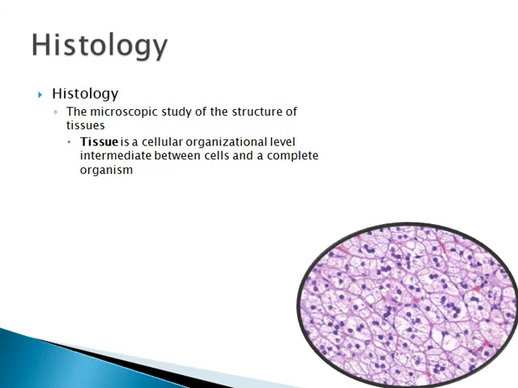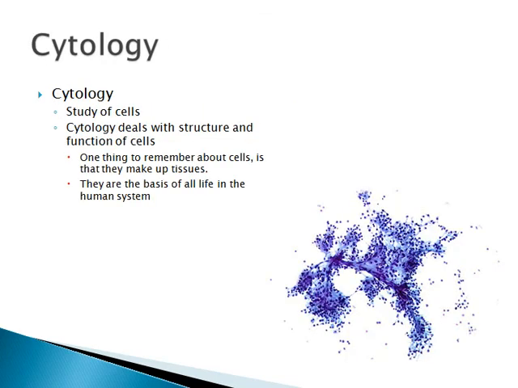Histology. Histology is the microscopic study of the structure of tissues. Tissue is a cellular organizational level intermediate between cells and a complete organism. Cytology. Cytology is the study of cells. Cytology deals with structure and function of cells. One thing to remember about cells is that they make up tissues. They are the basis of all life in the human system.